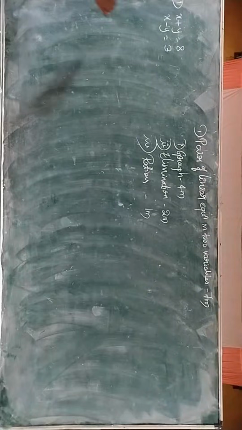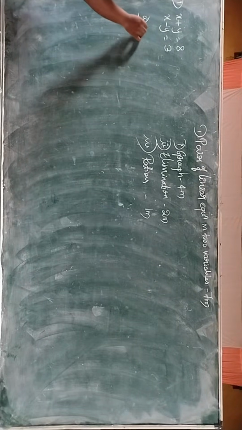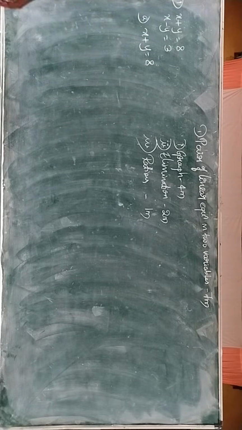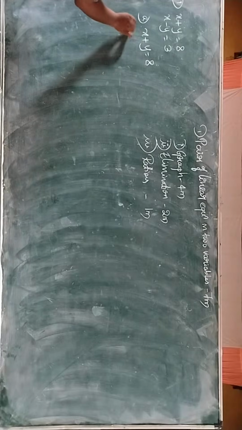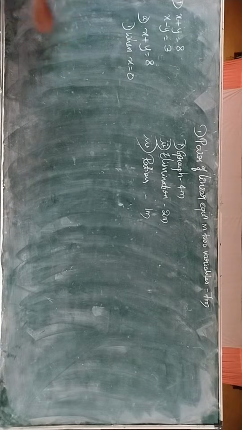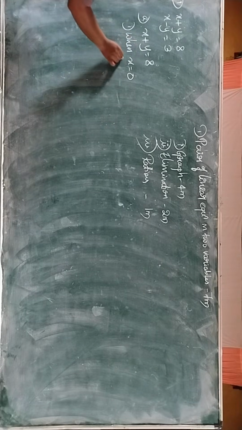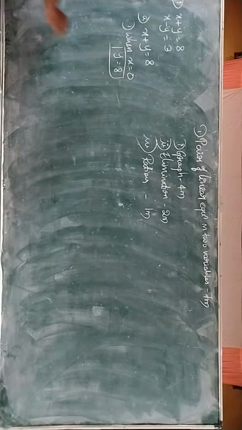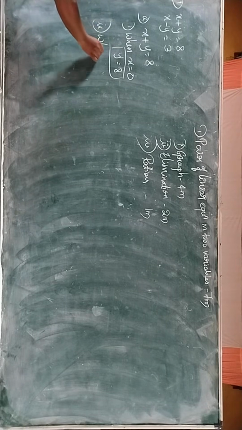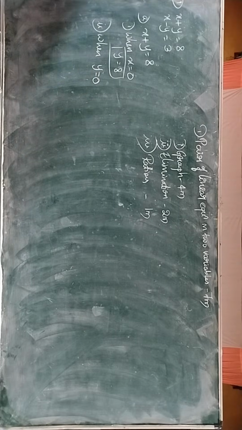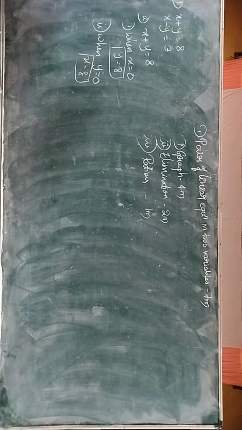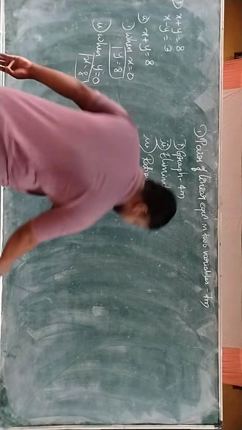Here what you have to do, you can separate the equations. The first equation is x plus y is equal to 8. So here you can take first one, when x is 0, then the value of y is 8. Second one, when y is 0, if you take y as 0, then x becomes 8.